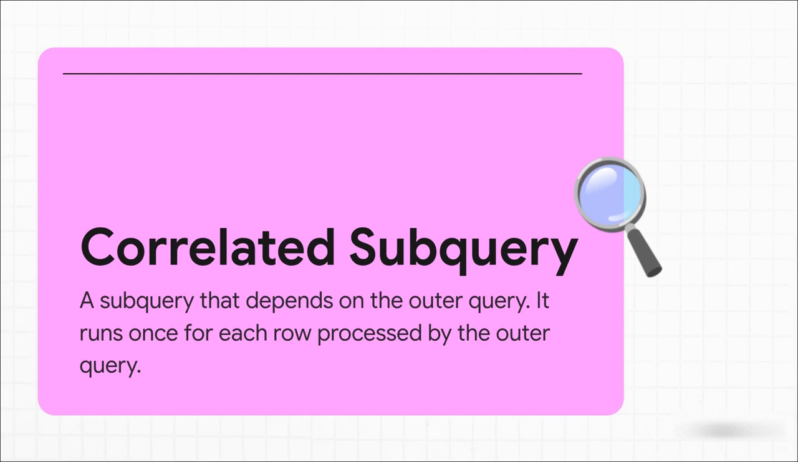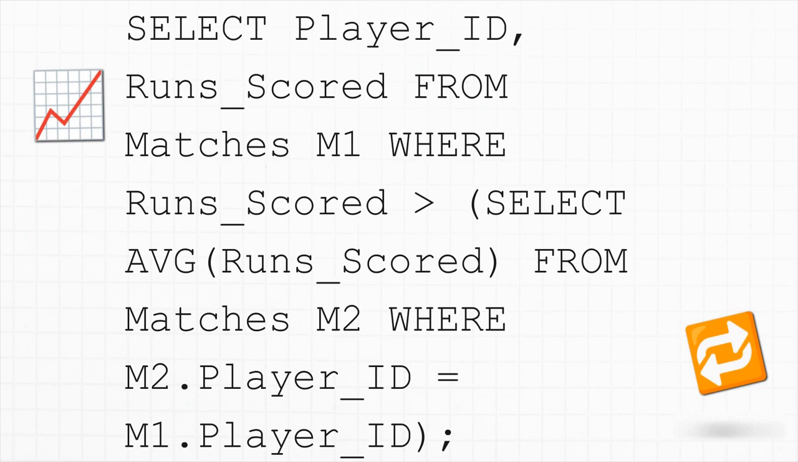A normal subquery runs 1 time, period. A correlated subquery, our undercover agent, is totally different. It's constantly talking to the outer query. For every single row the main query processes, it runs again, sending back a brand new custom report just for that row.